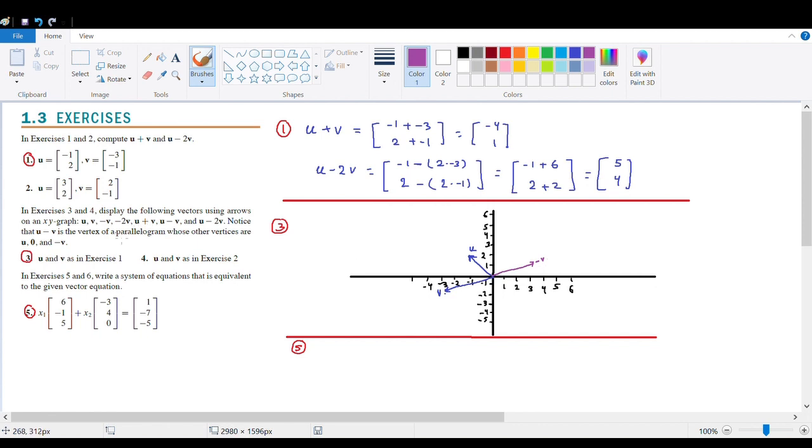Then we have the vector minus 2v. Minus 2v, that means if we multiply this one by minus 2, we'll get 6. So minus 2v is equal 6. And this one, minus 2 times minus 1, will be 2. So the point is 6 and 2. 6 and 2 should be in the same direction as minus v, but the length is doubled. So this is minus 2v.